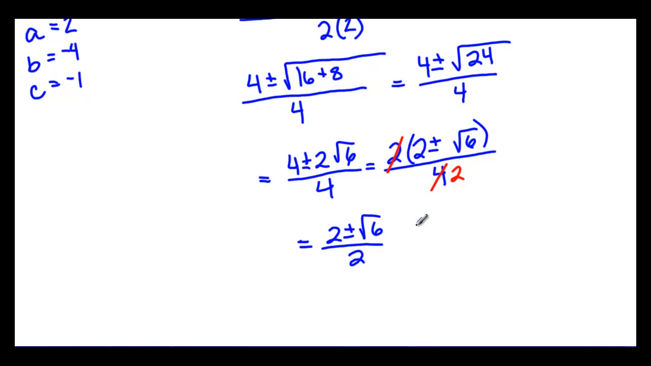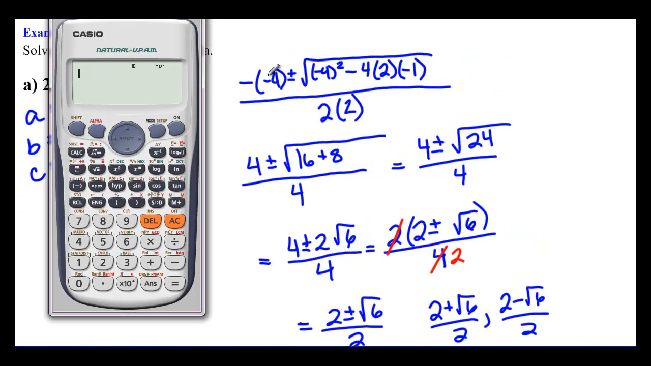And if you want to get the answer for my math lab, we'll just need to separate that into 2 answers. So 2 plus the square root of 6 over 2, and 2 minus the square root of 6 over 2. And I do want to remind you that your Casios are great at this. So if we wanted to plug in this original problem here, we would start by using one big fraction.